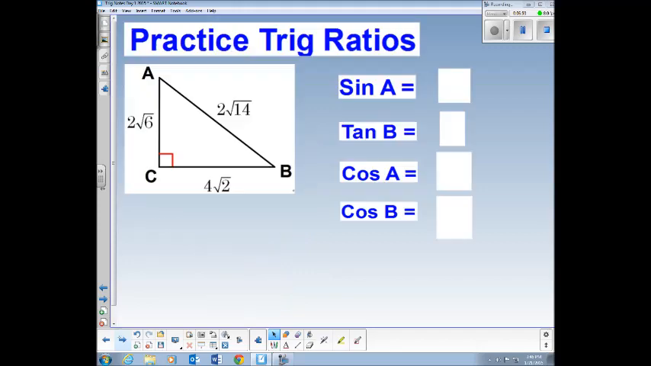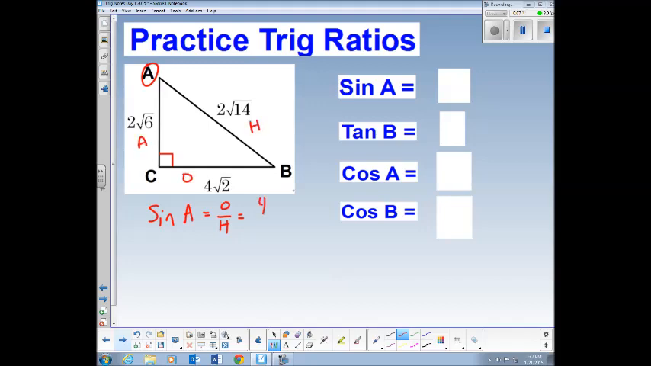All right. On your homework, you'll have to do a trig ratio practice. It'll be a little more complex. So here are some practice problems with that. The first one we look at is the sine of A is equal to, remember that's opposite over hypotenuse. So here's angle A. This is my opposite. This is my adjacent. This is my hypotenuse.